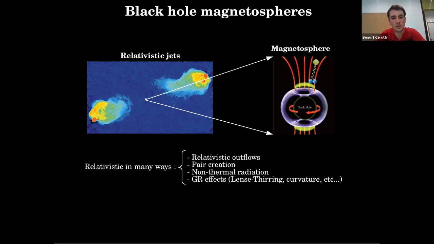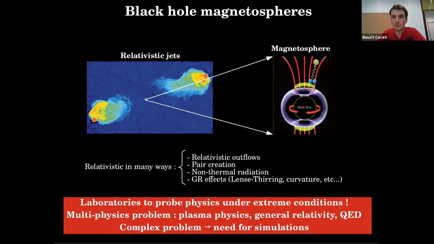I will show, and particularly Benjamin will show in the next talk, how important pair production is in order to activate the so-called Blandford-Znajek mechanism. For all of these reasons, this is great for the topic of this meeting in general, because you can probe GR in extreme conditions where you also mix plasma physics and quantum electrodynamics mechanisms.